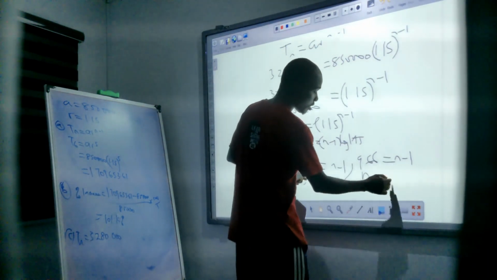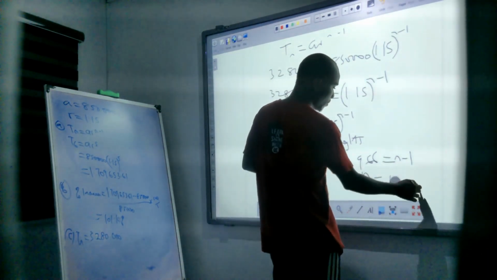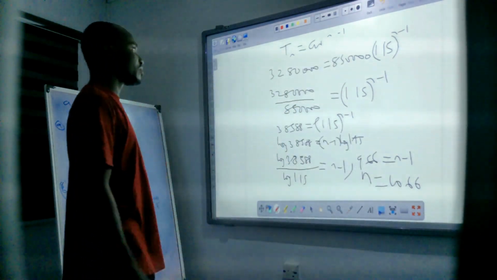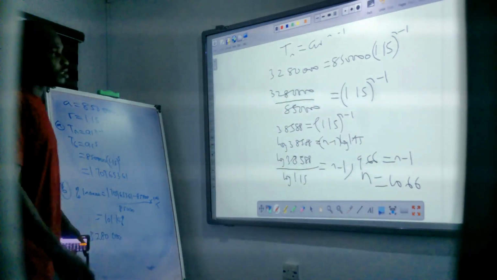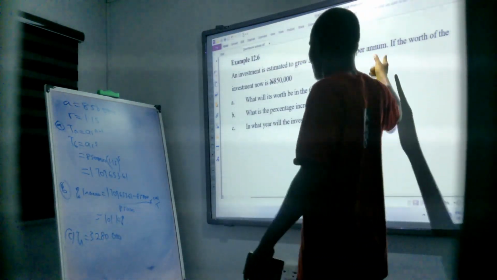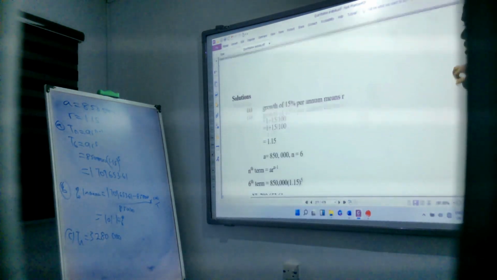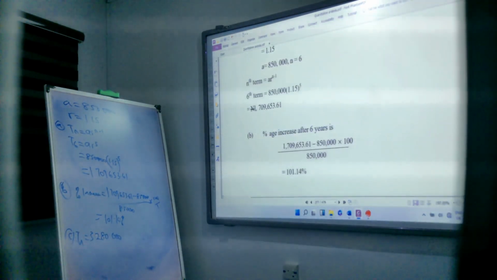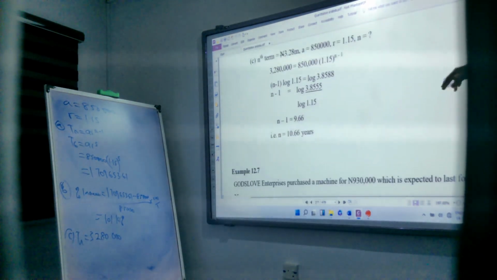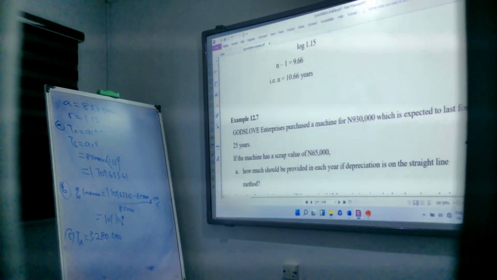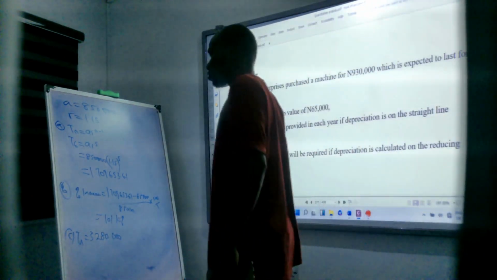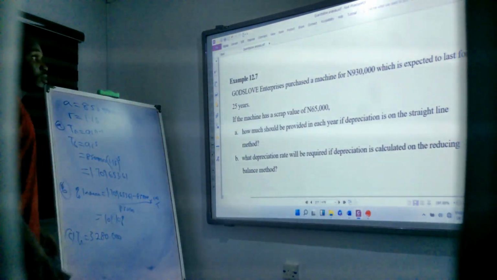So n is equal to 9.66 plus 1. N will be equal to 10.66, so approximately 11 years. It should be equal to that. So as you can see, I think we have the same thing exactly. We have the same rate of increment. So I think we are good.